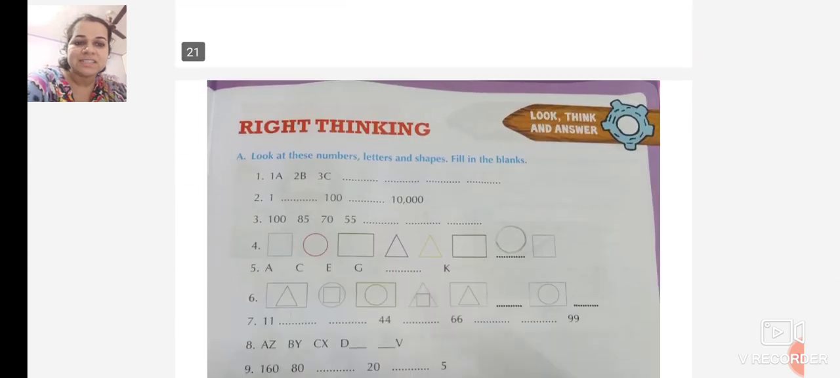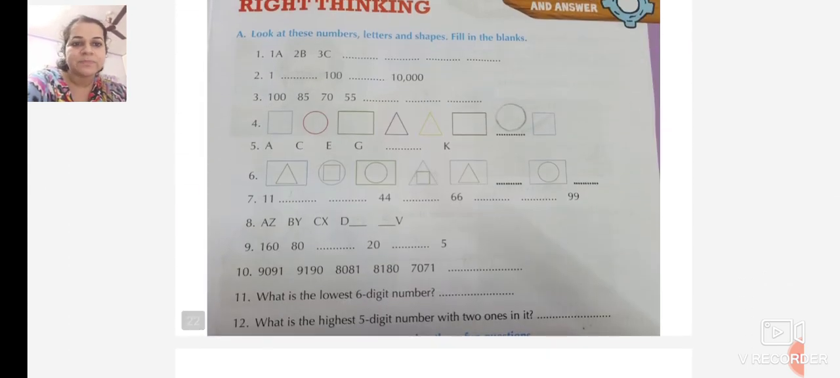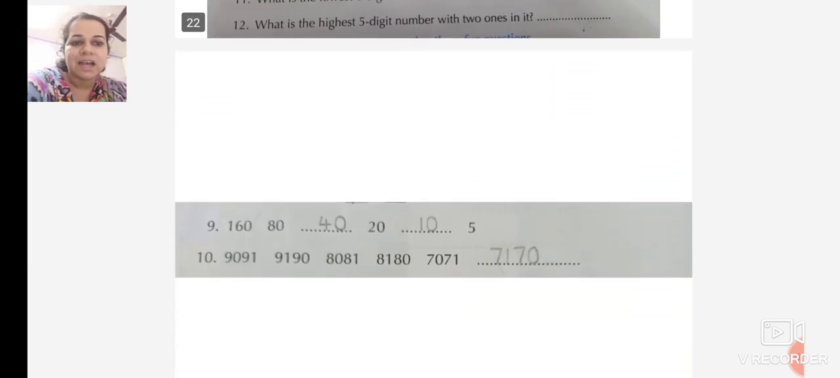Now we move on to the next blank, that is number 10. Now in this blank we have a number pattern. 9091, then the number is 9190. 8081, then is 8180, then is 7071. Then the number we will write is the last pattern. What will we write? 7170 will be the correct answer.